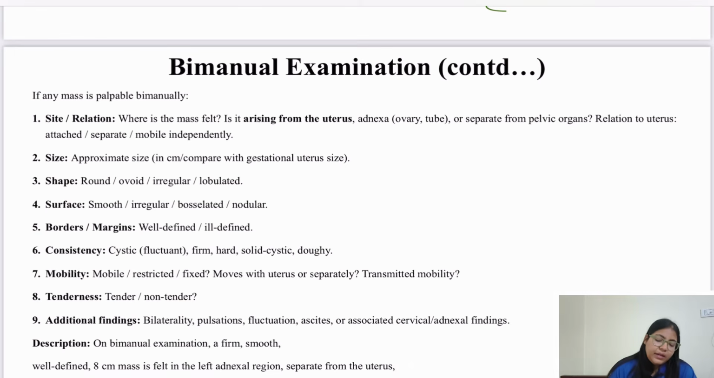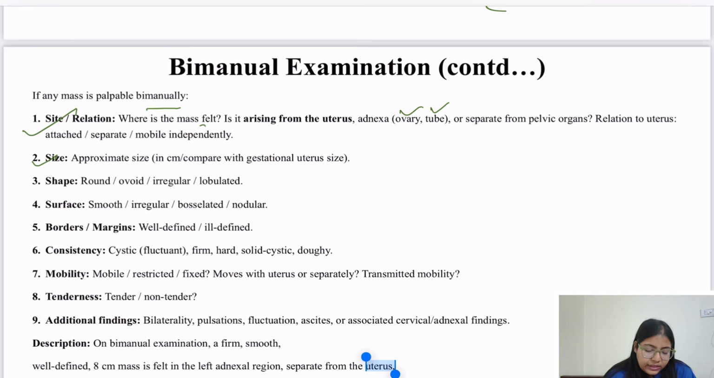Similarly, if any mass is palpable on bimanual examination, you tell about the site, from where you can differentiate if a mass is originating from the uterus or the adnexa. What does the adnexa consist of? Ovary and tube. So how will you differentiate? If you are able to palpate the uterus separately from the mass, then the mass can be most likely of adnexal origin, or it can be a subserosal fibroid. But if you are not able to palpate the uterus separately, then likely the mass is of uterine origin.